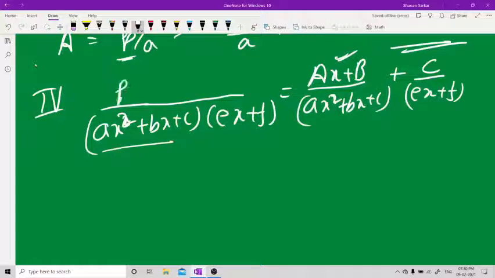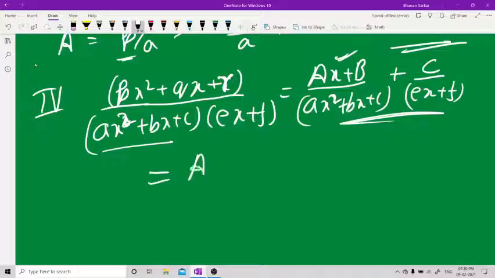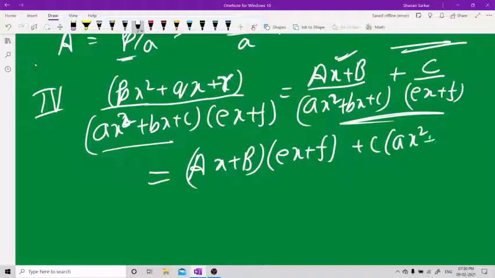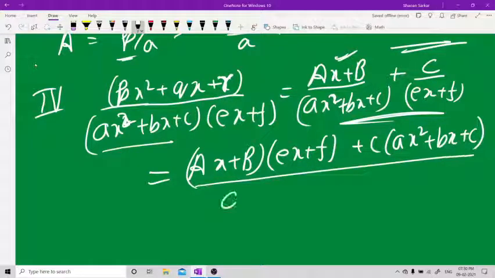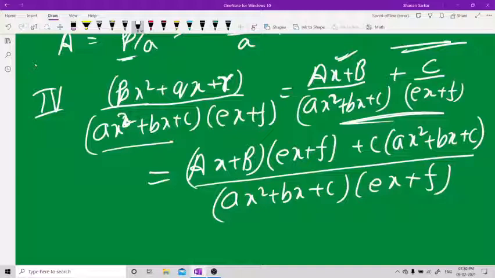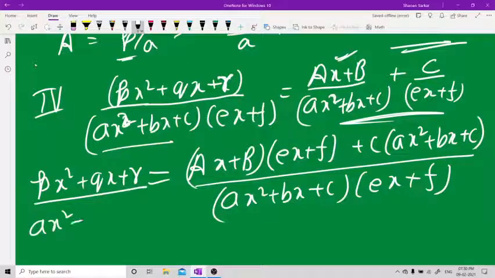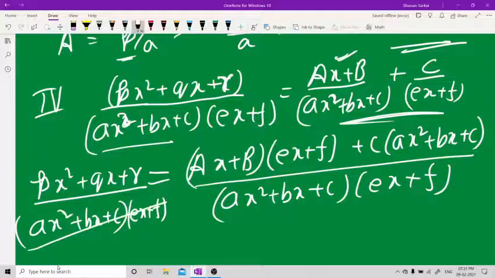Let us say px square plus qx plus r. If it is 1, it is very simple, there is no use doing it. Take the LCM here. This is equal to ax plus b into ex plus f, plus capital C times ax square plus bx plus c, upon ax square plus bx plus c into ex plus f. And now you have px square plus qx plus r upon ax square plus bx plus c into ex plus f. Now cancel this with this.